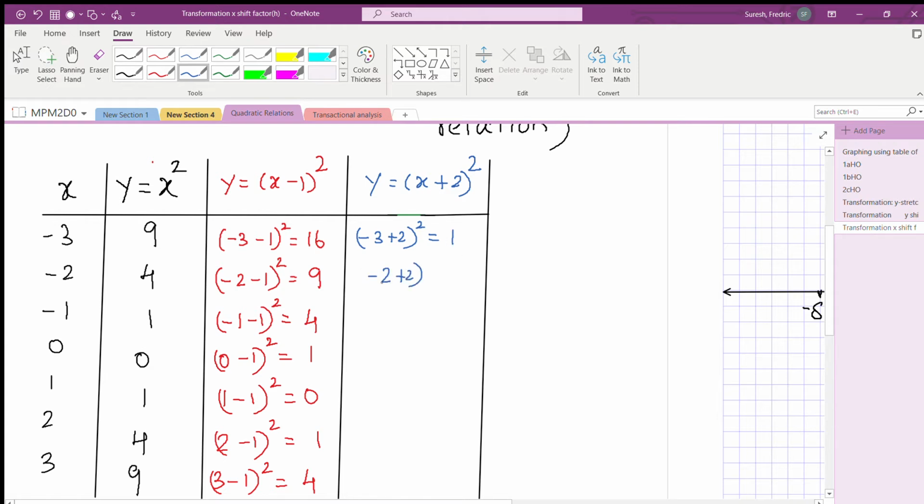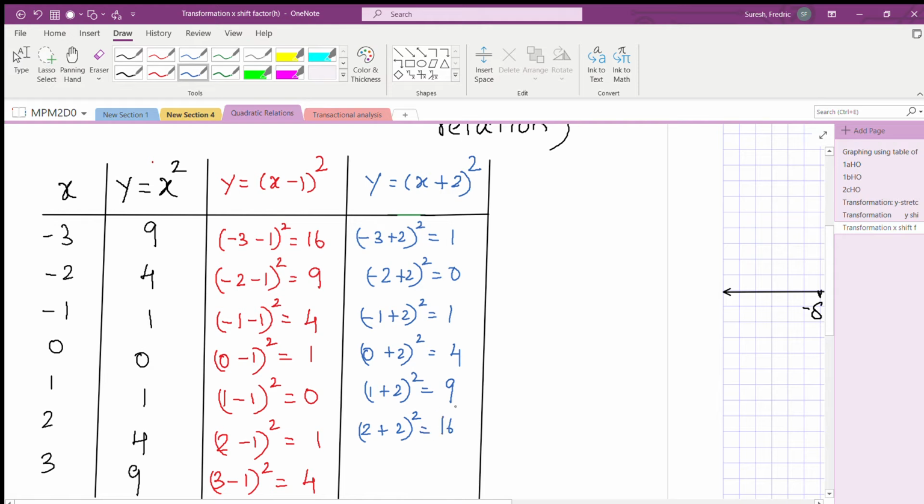-2 plus 2 squared, 0. -1 plus 2 squared, that is a 1. Put a 0 here. 0 plus 2 squared equals 4. 1 plus 2 squared equals 9. And there's 2 plus 2 squared equals 16.